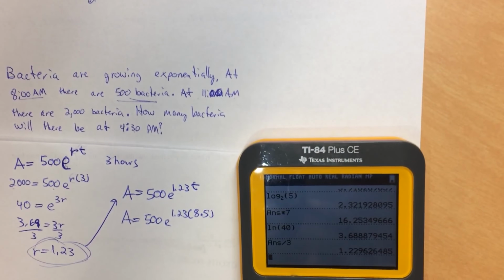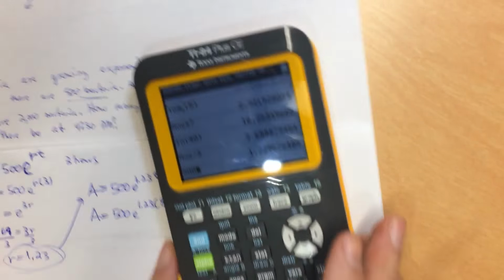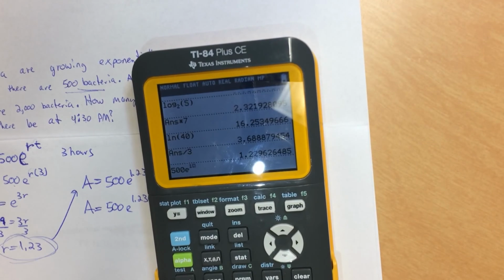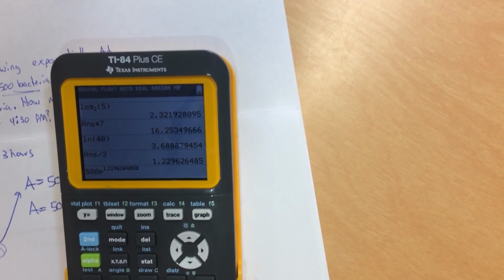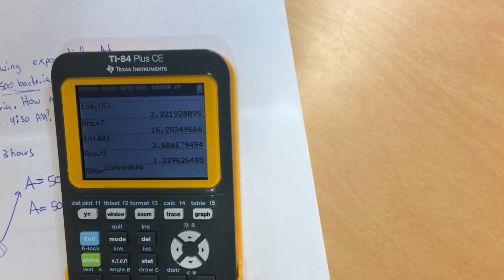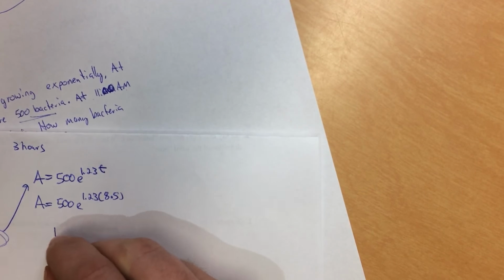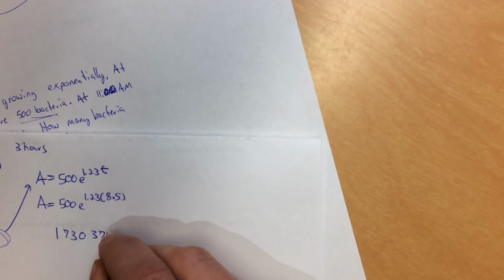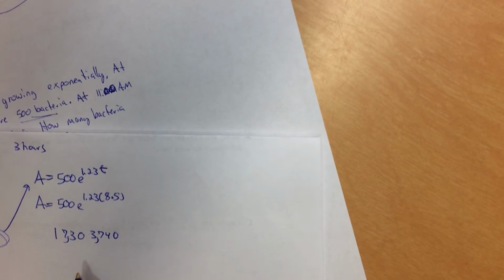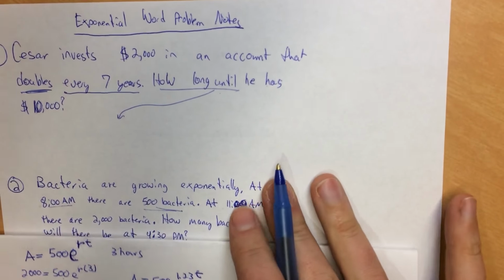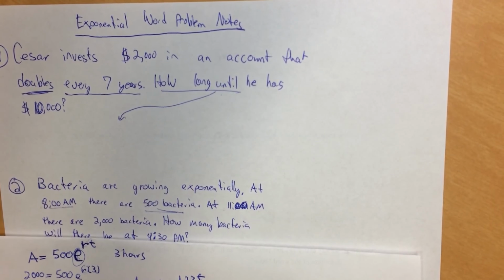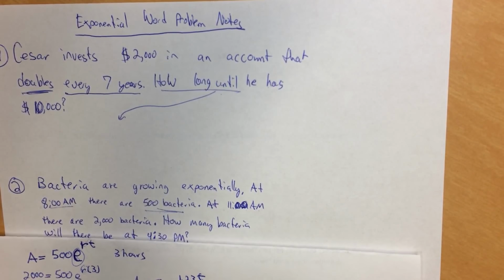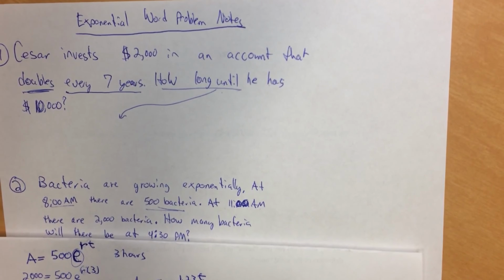And so now we can type this in. It's going to be 500 e to the, we're not going to use 1.23. We're going to use this number up above. Just press up to highlight the number and press enter, and it'll copy that whole number there, times 8.5. Gives us that by 4:30, there will be 173,037 bacteria. So what's happening here is it started out not giving us what the rate it was growing by, so we had to choose e as a base. We solved for what the rate was, and we used that rate to figure out then how many bacteria there would be after another time.